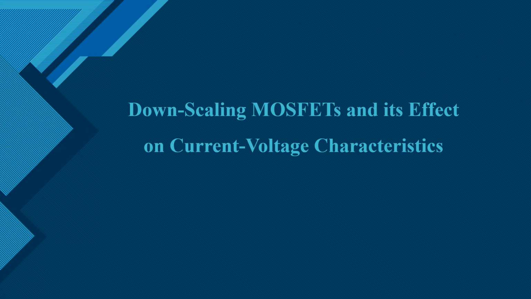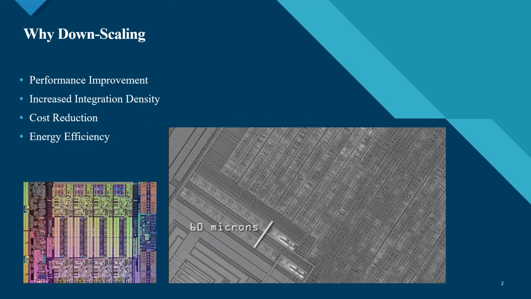Hello everyone. The topic that I want to talk about is downscaling metal oxide semiconductor field effect transistors, or MOSFETs, and its effect on current voltage characteristics. First, let's see why downscaling is important.